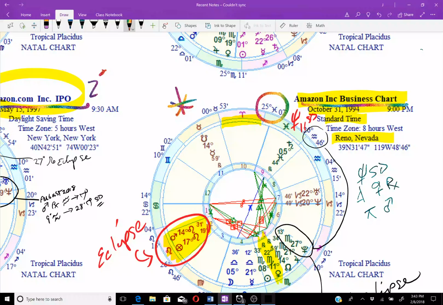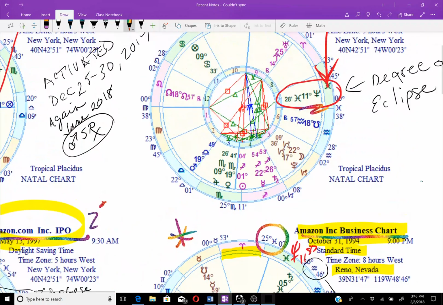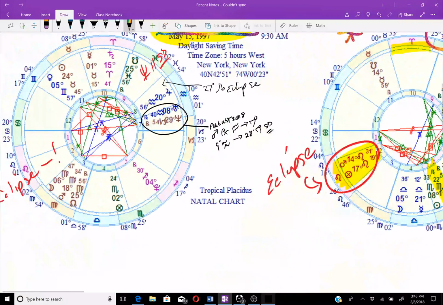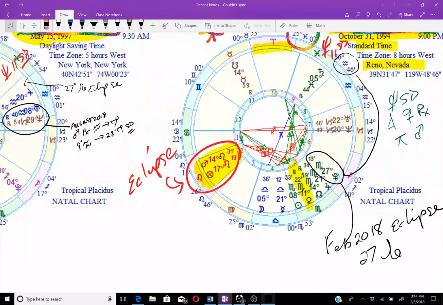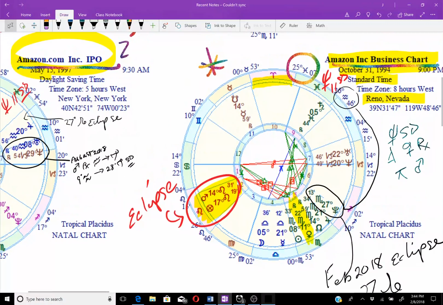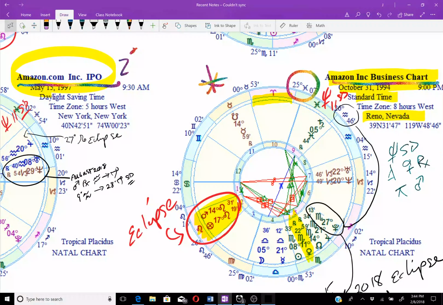And remember, Neptune, wait a minute. Where'd it go? Oh, sorry. The Black Friday, this Neptune station direct is in their 9th house. Black Friday, the warehouses in Germany and Italy went on strike, all of them.